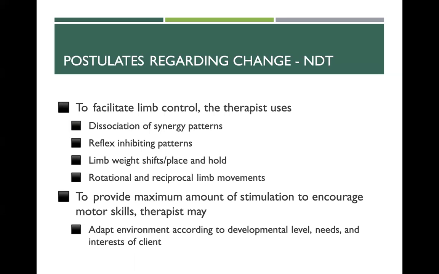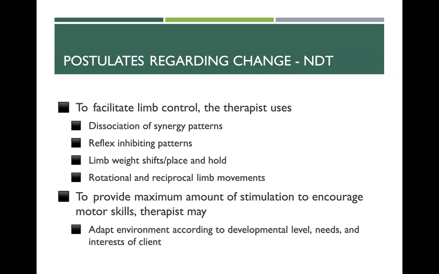To facilitate limb control, the therapist uses dissociation of synergy patterns. An example of a synergy pattern is moving your arm and your shoulder hikes up, or if you move your hands, all of your arms start moving. Your brain is essentially firing the wrong muscles as it attempts to reconnect. It is an abnormal compensatory type of movement. You may also see synergy patterns such as the flexor synergy and need to break up tone.